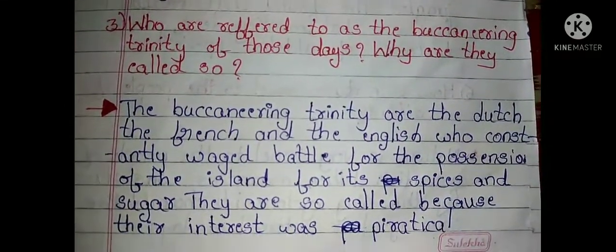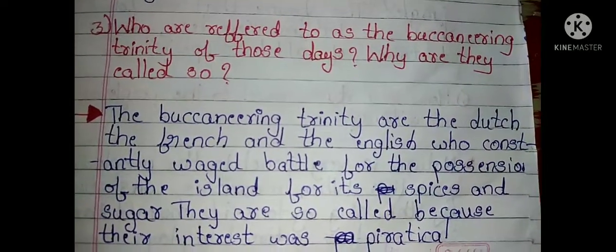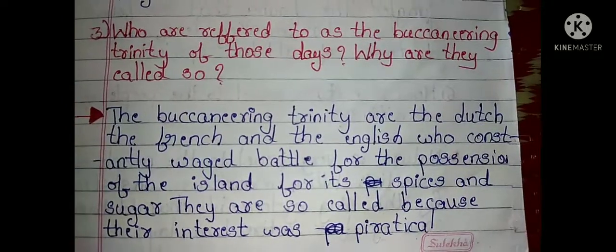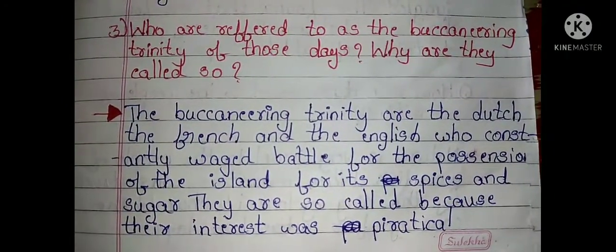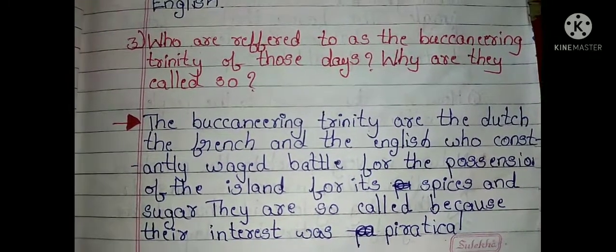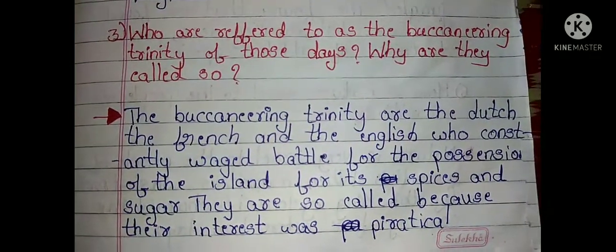Why are they called so? The Bacchanalian Trinity are the Dutch and the French and the English, who constantly waged battle for the possession of the island for its spice and sugar. They are so called because their interest was practical.